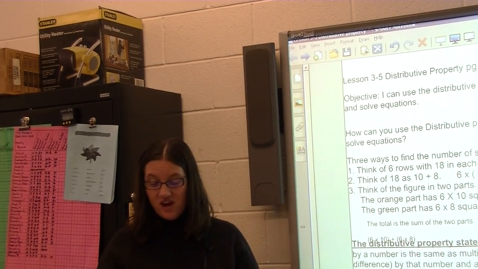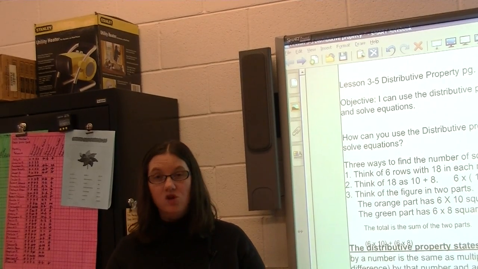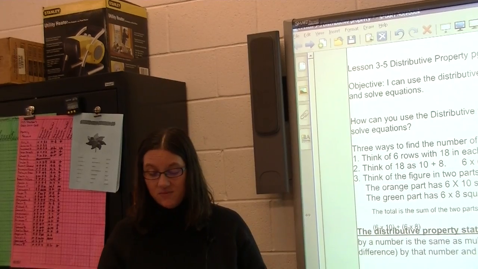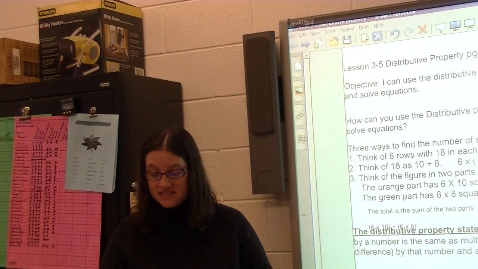Go to the right there now, and it says, since the expressions name the same number of square units, you can write an equation there. And they put the equation 6 times 10 plus 8 is equal to 6 times 10 plus 6 times 8.